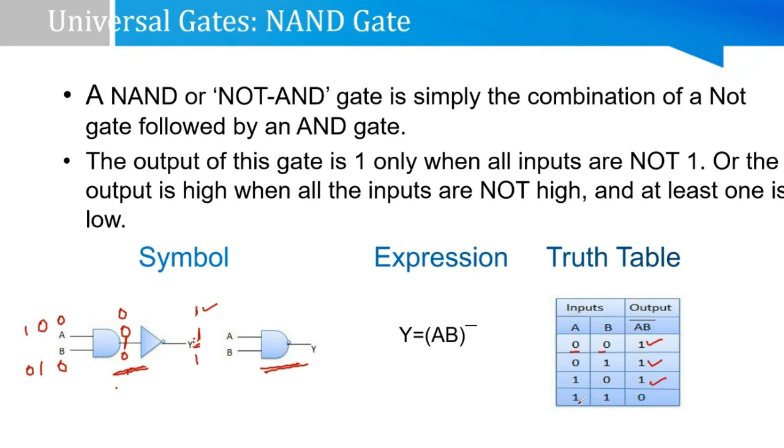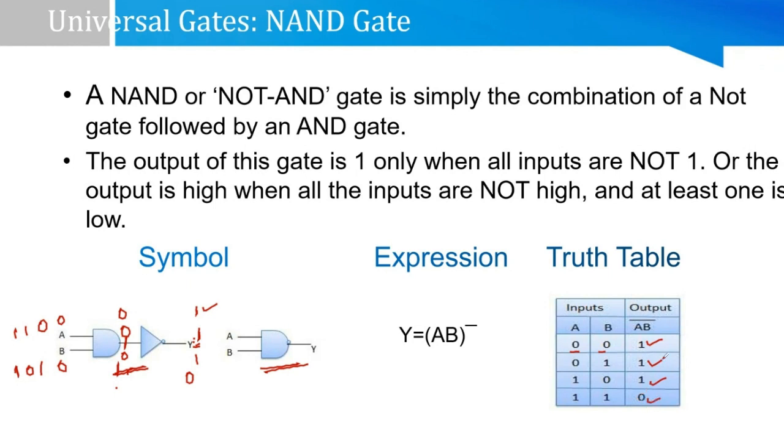Next, A is 1, B is 1. Both the inputs are at a high now. So what is the output of the AND gate when both the inputs are at a high condition? The output is also high. This is the input to the inverter. So what could be the output here? Low, zero. So here you will be getting the output as 0.